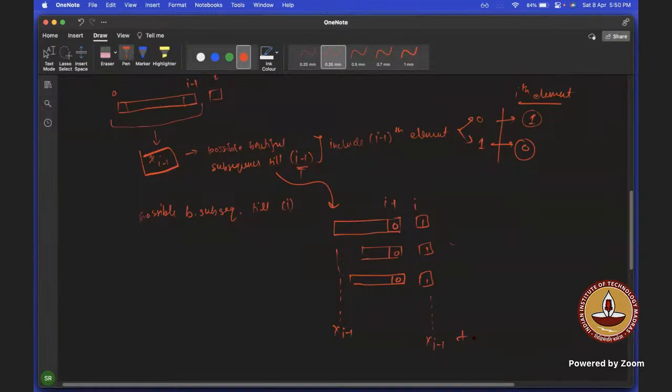Plus, there would also be one more subsequence. What would that be? That would be the single ith element, that is 1. So this would also be considered a possible beautiful subsequence. That is why we add 1 to it. So if x I minus 1 was the possible beautiful subsequences till I minus 1, then the possible subsequences till I would be x I minus 1 plus 1.